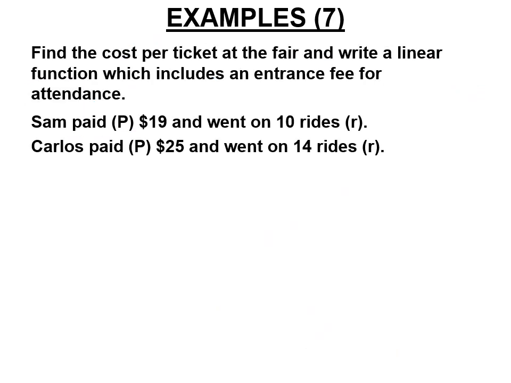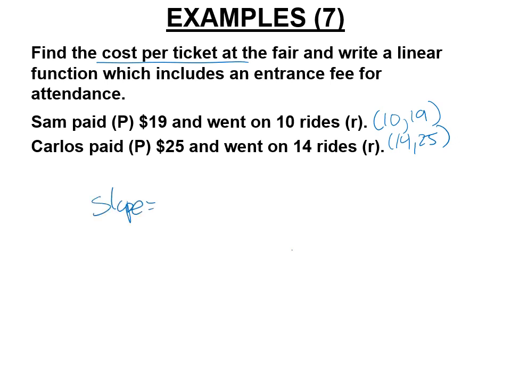Okay, all right, so this is the point. We know that this Sam here went on 10 rides and paid 19. And Carlos went on 14 rides and paid $25. What we don't know is what the entrance fee is, which is the y-intercept. We don't know the cost per ticket either. So we have to start by getting the cost per ticket, which is the slope.